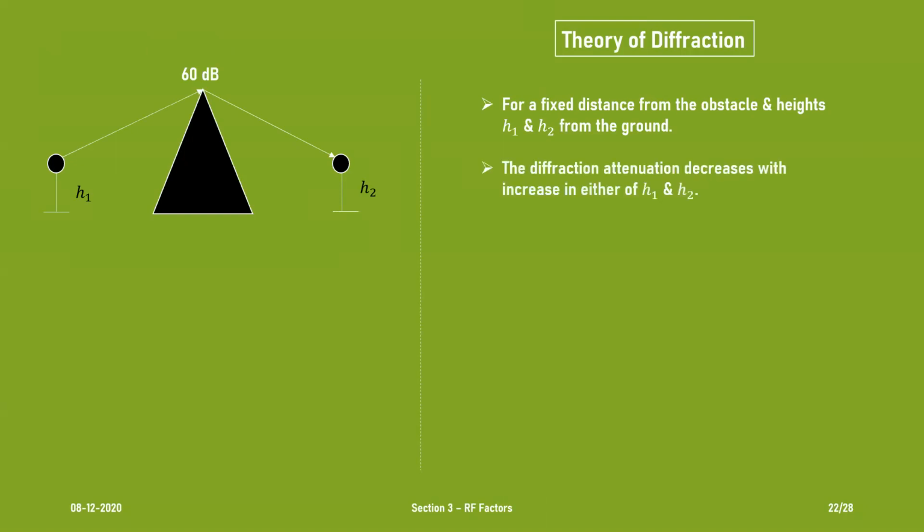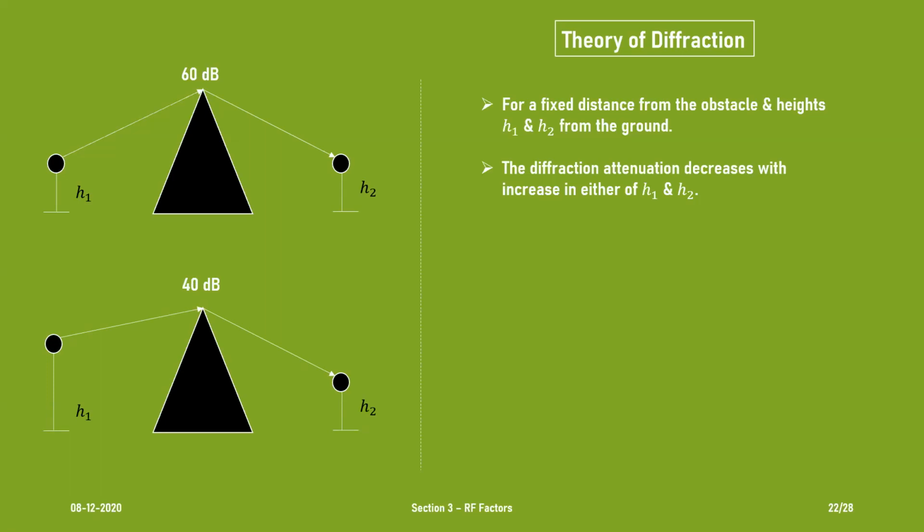However, that diffraction attenuation essentially decreases with an increase in either of h1 and h2. So if I increase the height of h1, it will decrease the attenuation that your electromagnetic signals are going to suffer when they get diffracted. That's the subtle point you would want to know: if either of the heights h1 and h2 is high, the diffraction loss is going to be lesser. So if you have a signal going past a diffractor, there is going to be a diffraction attenuation, and the signal is going to have a lesser signal strength.